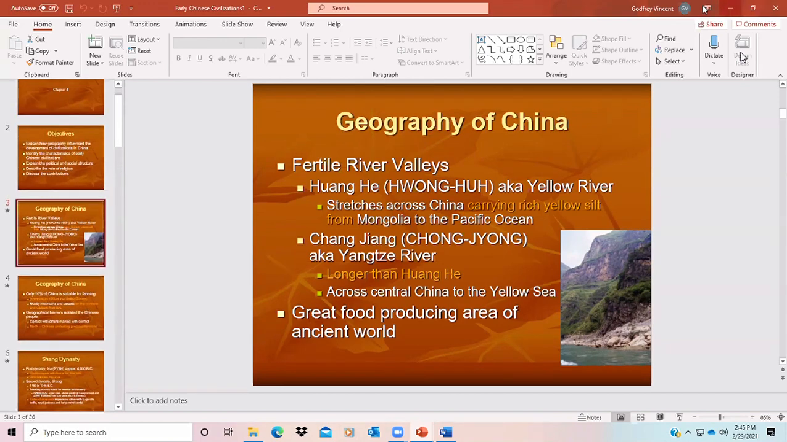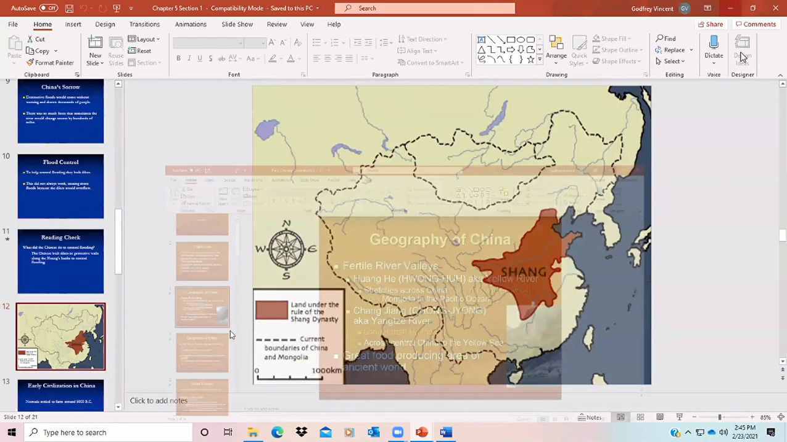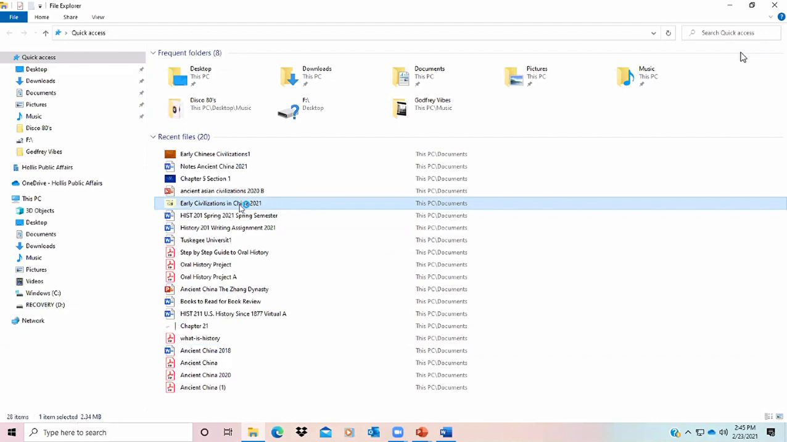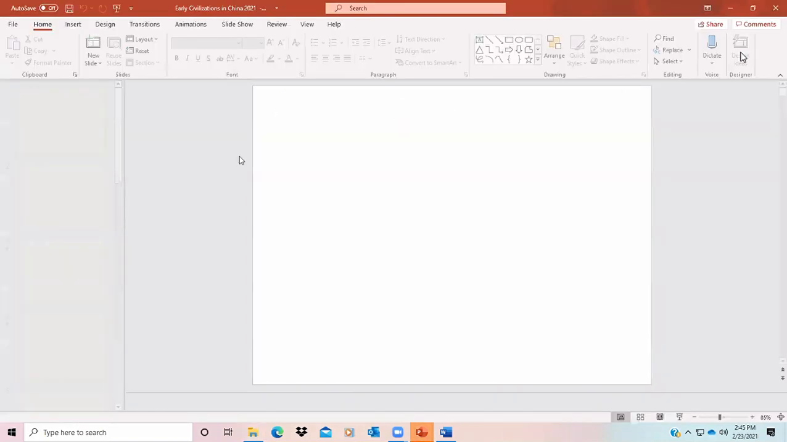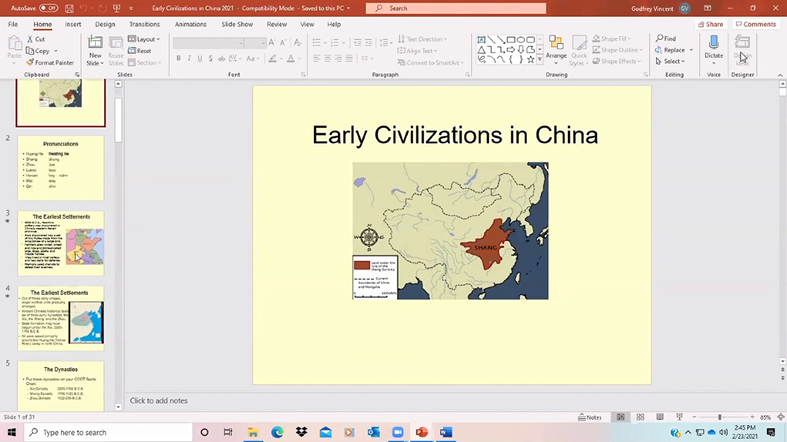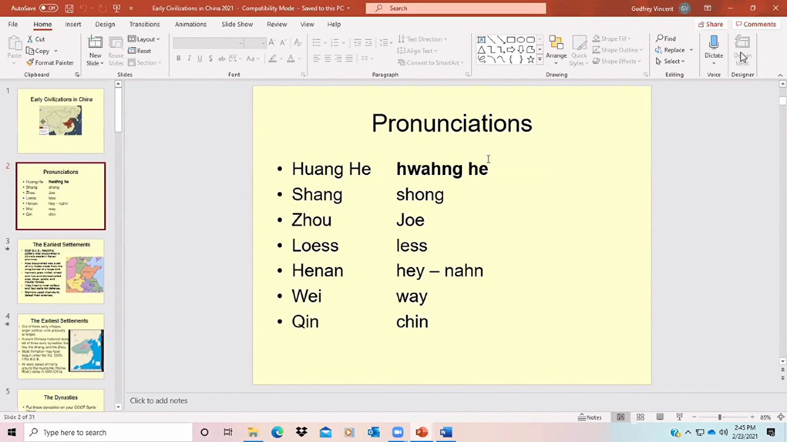So, ancient China. All right, so this is some pronunciation. Hong-He, Shang. This word here is pronounced Zhou. Some people pronounce it as Shu also. Loess, you'll see this term, it means silt. This is what creates the Yellow River, the dust from the desert. Henan, this is Henan. This is pronounced Wei, and the Qin is pronounced Shin. This is English pronunciation. This is the Chinese.